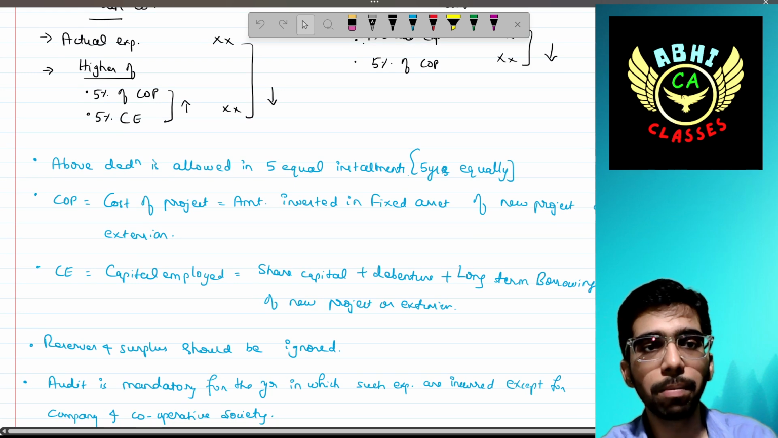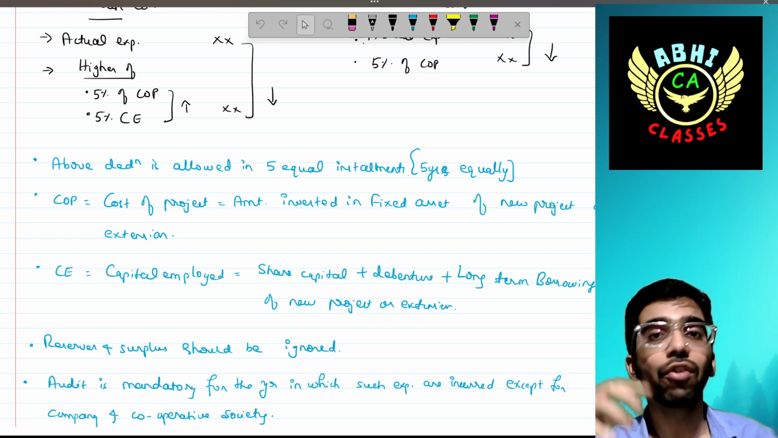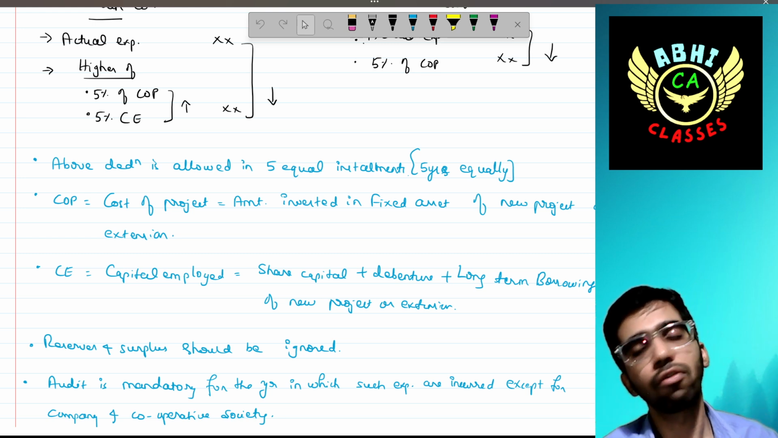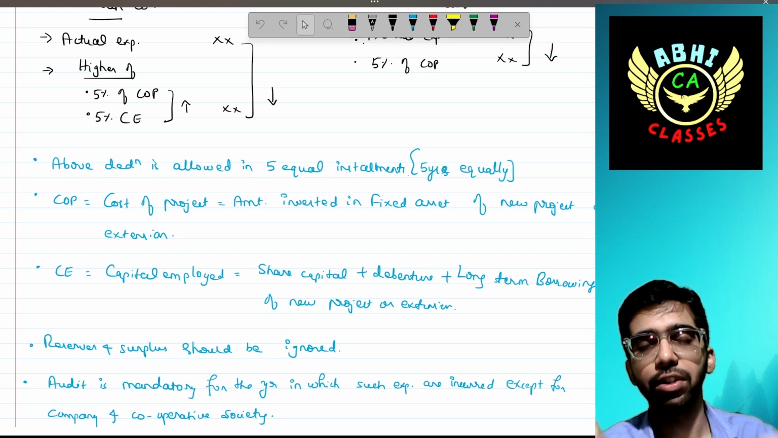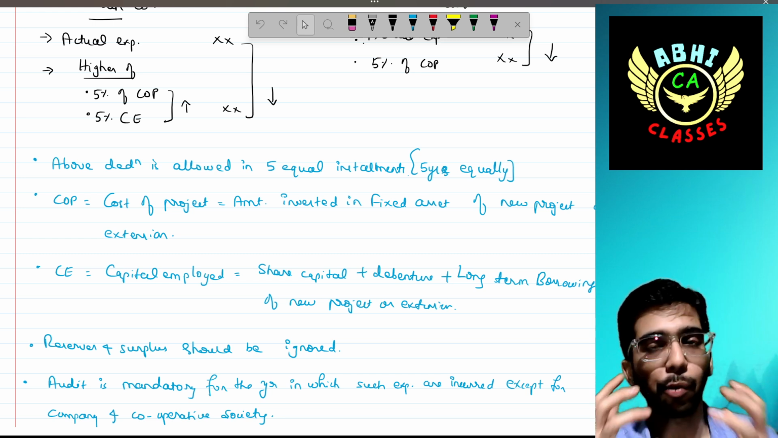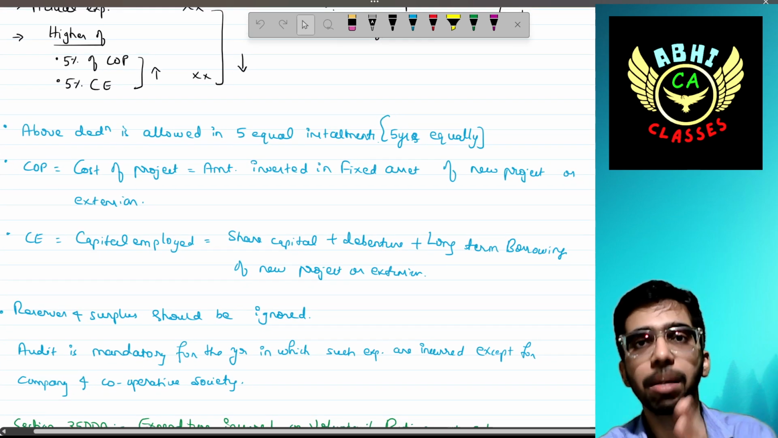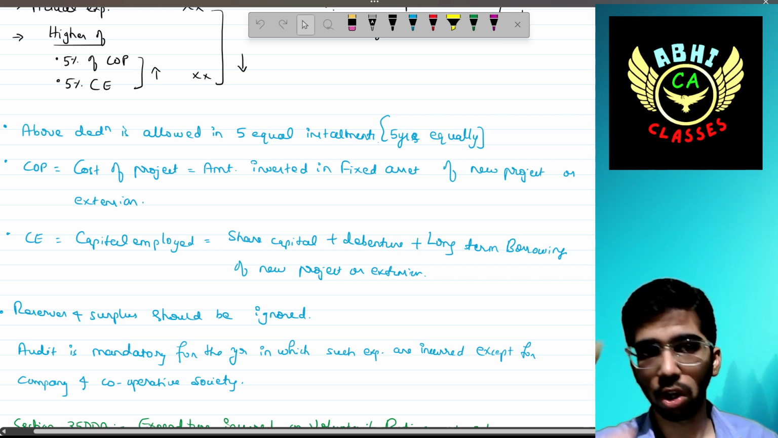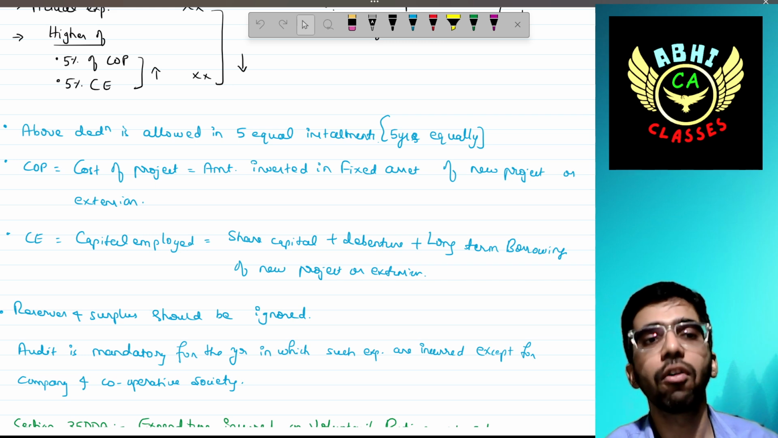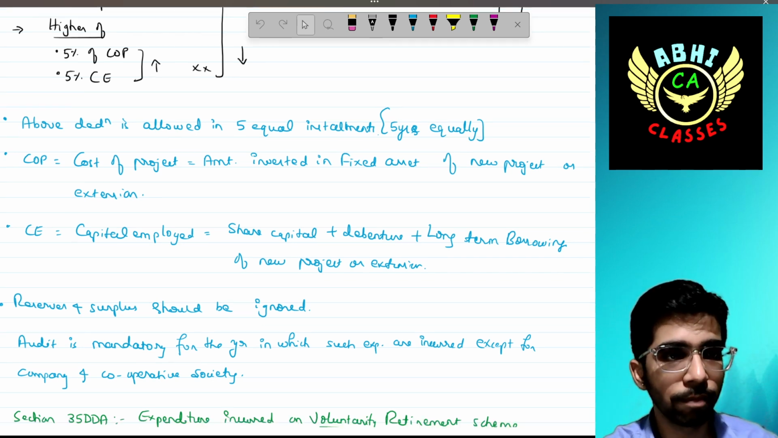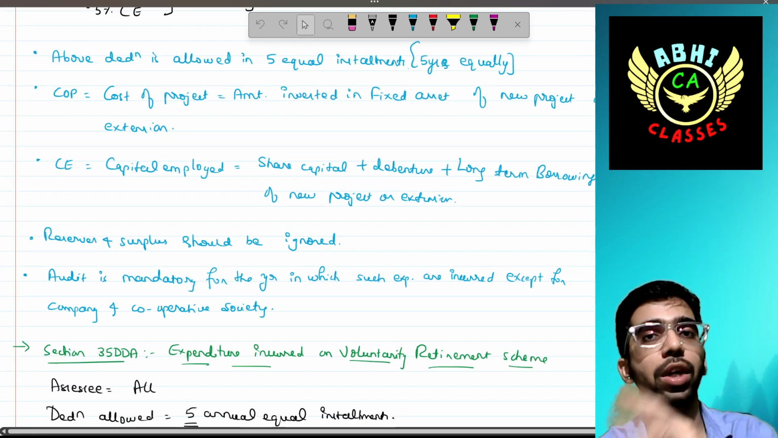The cost of project, COP, means the amount invested in fixed assets of a new project or extension of an existing business. If you are investing in any capital asset, that's called cost of project. Capital employed means the share capital plus debentures plus long-term borrowings of the new project or extension. Only these three form part of your capital employed. Reserves and surplus in your balance sheet should be ignored.